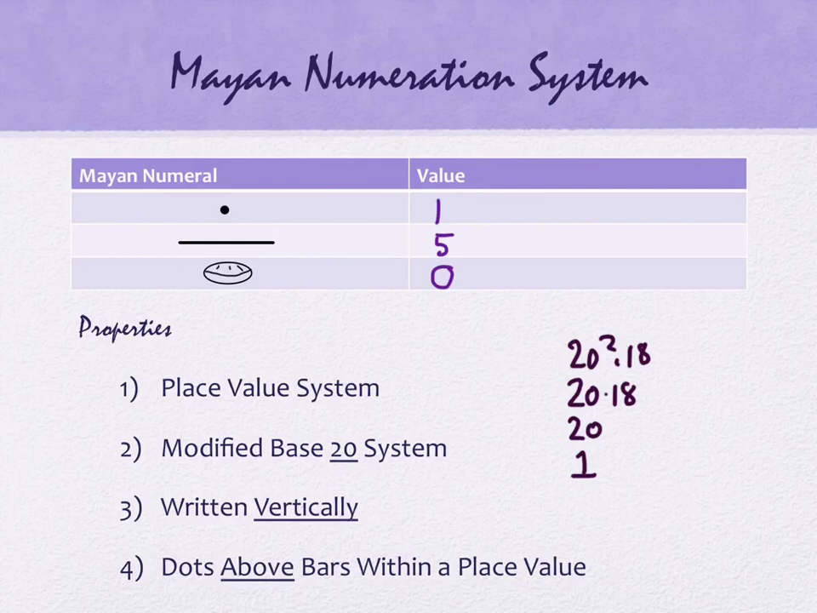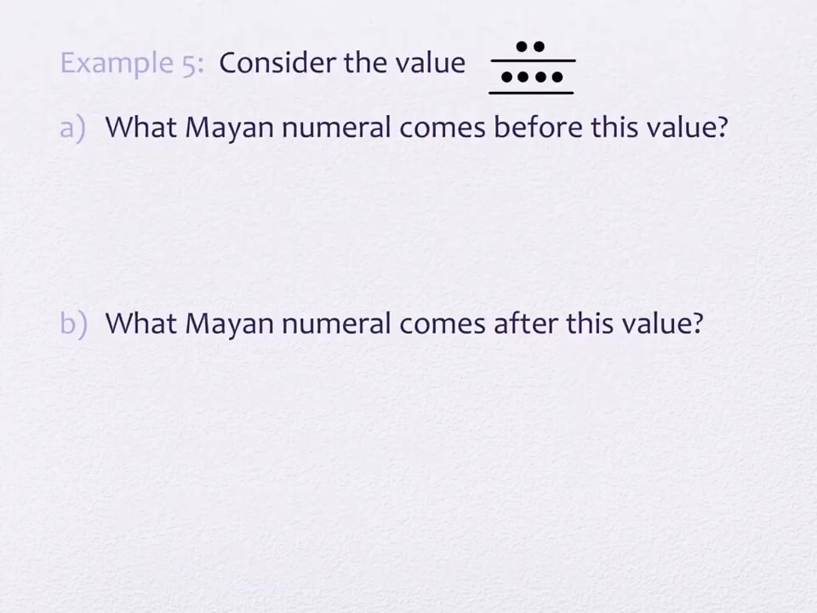If you have a dot and a bar in a place value system, like for example, if you had the number 6, you would have a dot and you would have it over the bar. So if there's dots and bars present within one place value system, the dots are always on top. Okay? So that's about it. Let's take a look at a couple of examples in their system.